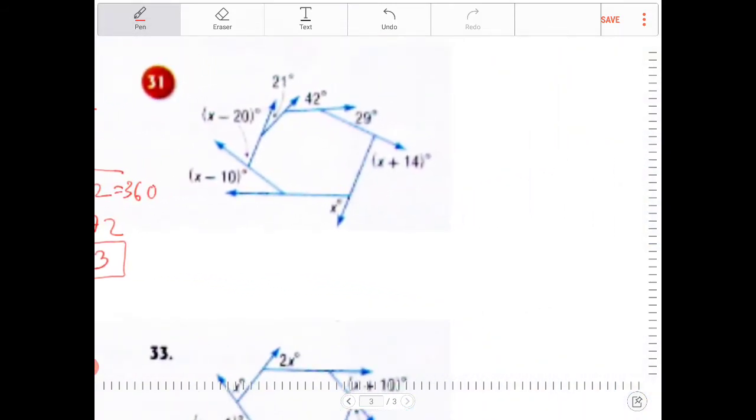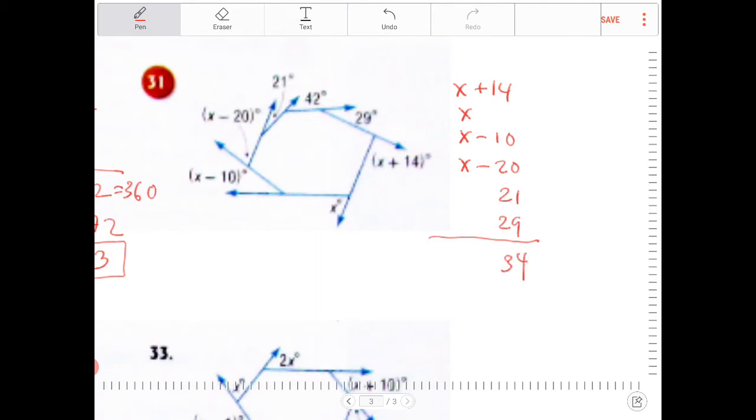All right, it's a very similar process. X plus 14, x minus 10, x minus 20, 21, 29. Wait, I did x plus 14 already. That was where I started. So if I add this all up, this is going to be negative 30. Negative 30 plus 29 is negative 1. Negative 1 plus 21 is positive 20. So I get 34.